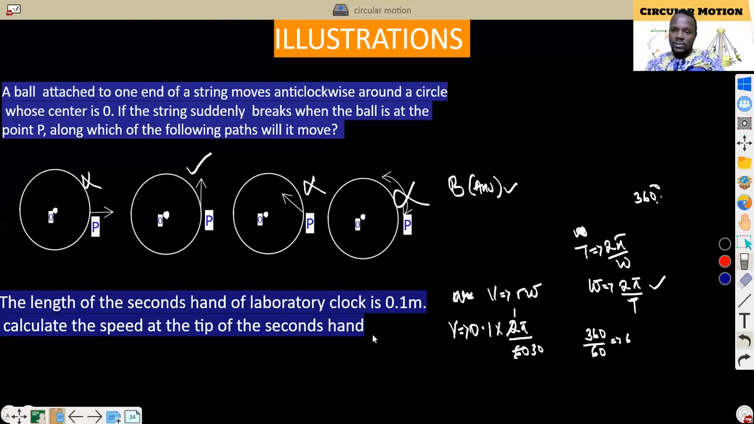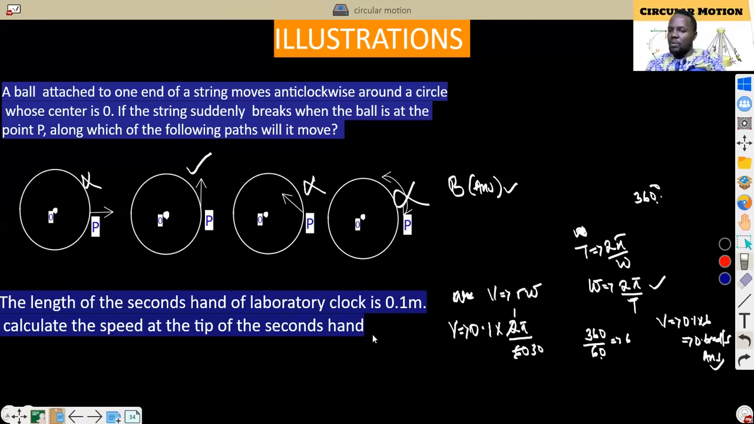Radian per second, right? Do you understand what I'm saying? If I say v is equal to r, which is 0.1, multiplied by 360 over 60, that is 6. That's 0.6 radian per second, right? Correct. Absolutely correct. Question answered. You move to the next one, which there's no next one in this one.